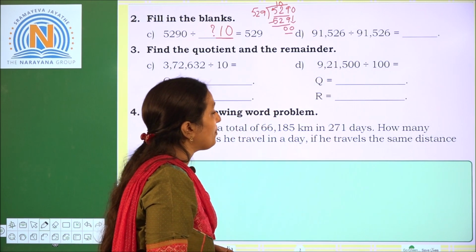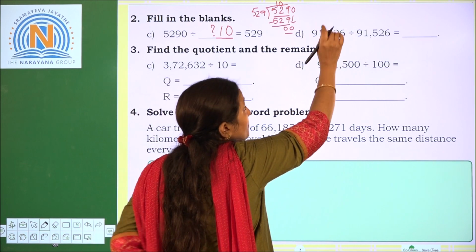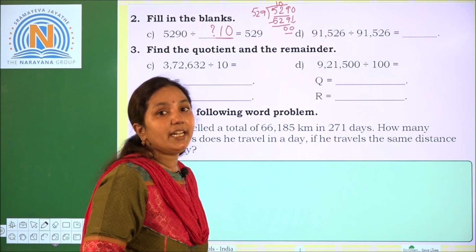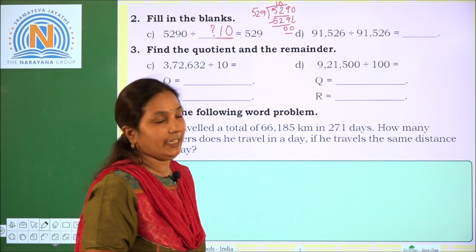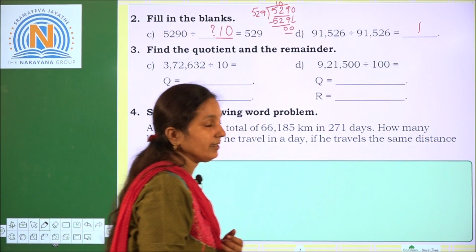91,526 is divided by 91,526. So here the dividend and divisor are the same number, and a number divided by the same number, what do you get? 1 as the quotient. The answer is 1. Okay.